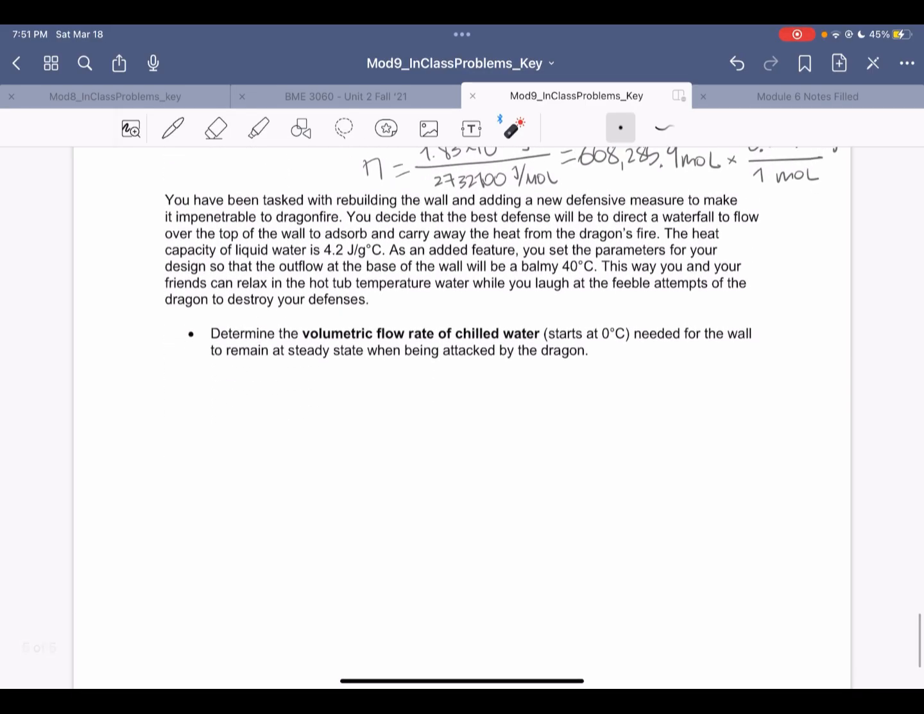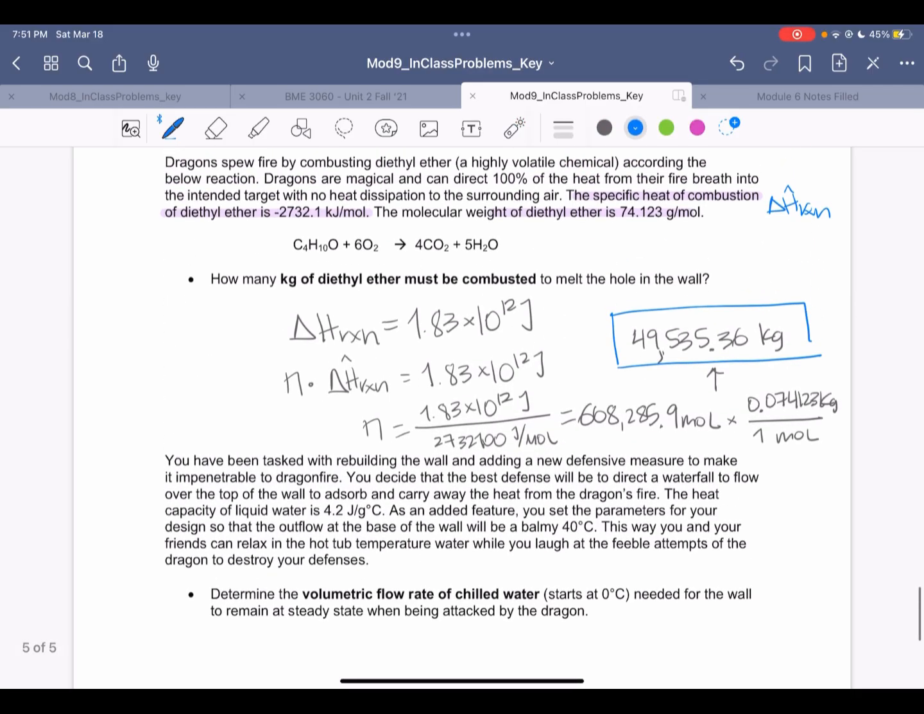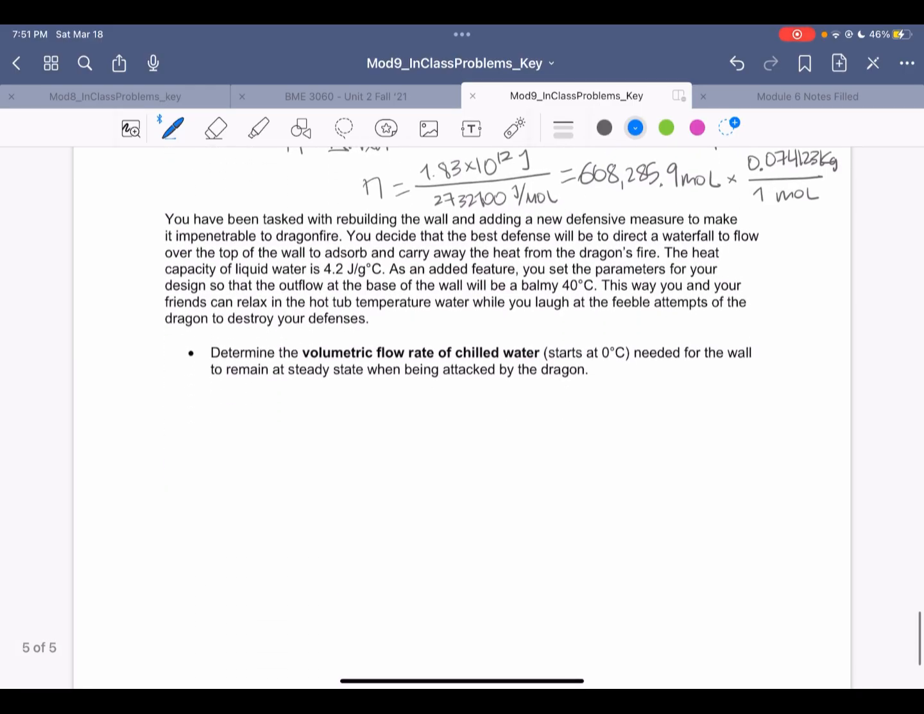So now we want to determine the volumetric flow rate of chilled water, assuming it starts at 0 degrees, needed for the wall to remain at steady state when being attacked by the dragon. Okay, so the first thing we have to do is write a new accounting equation. And now I can no longer assume, so now my accounting equation does have this term.